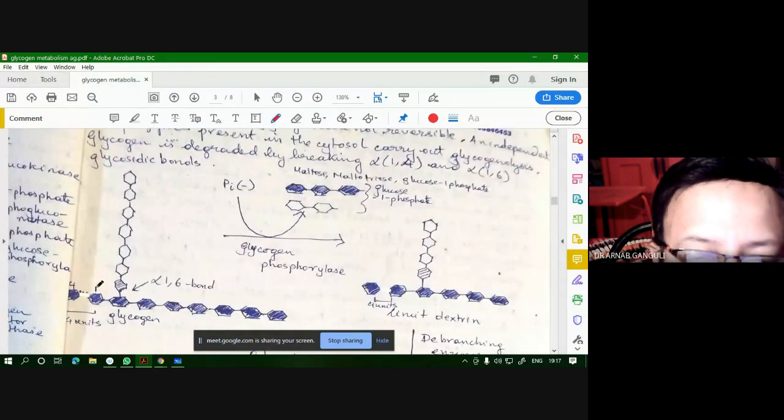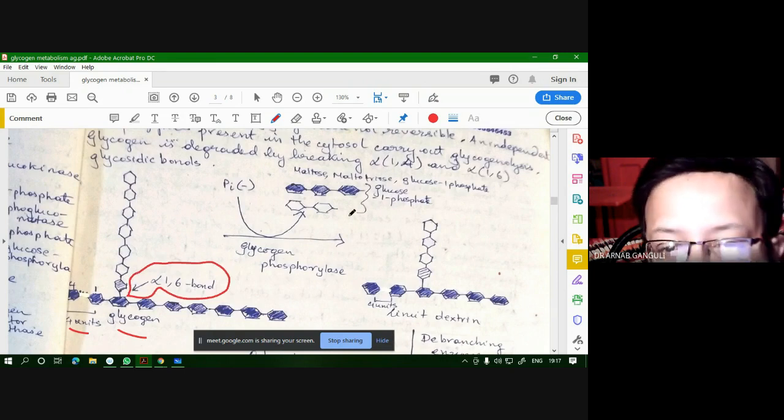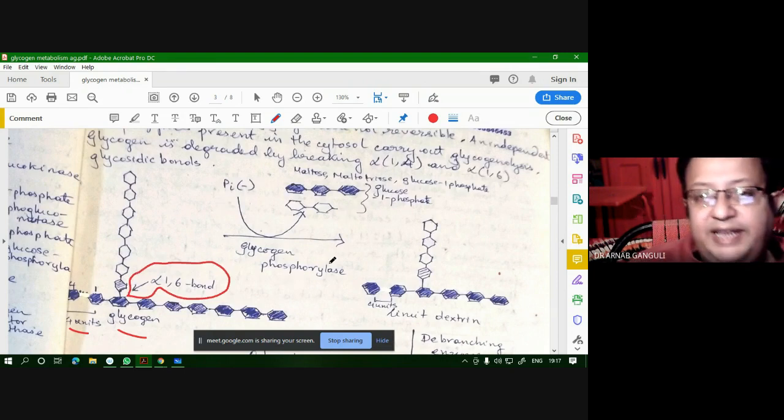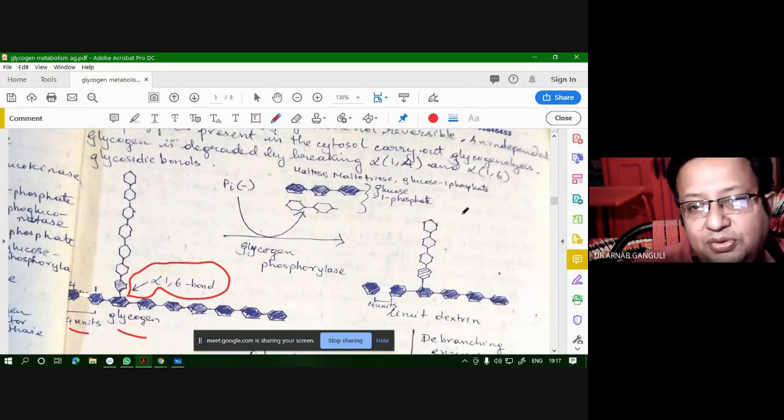Okay, so this is 4 units of glucose. This is the glycogen molecule. This is the branch point as mentioned here. Right? The enzyme is glycogen phosphorylase. It keeps on breaking them into maltose, maltotriose, and glucose 1-phosphate.